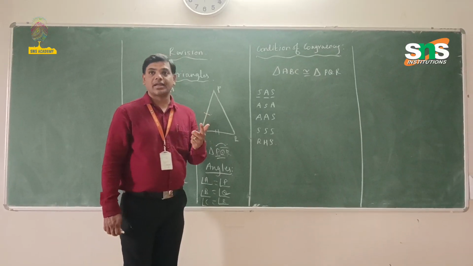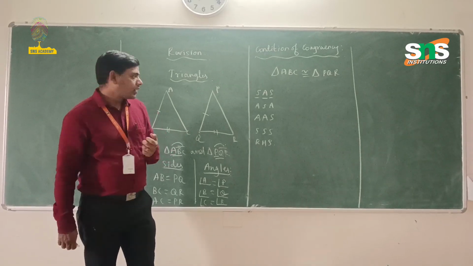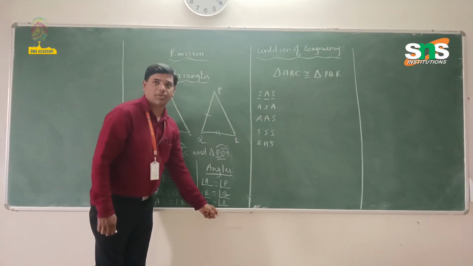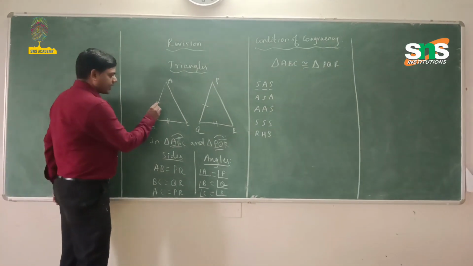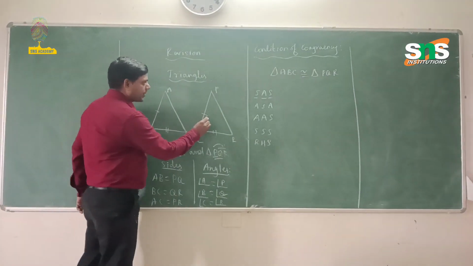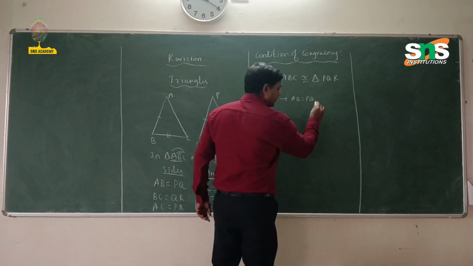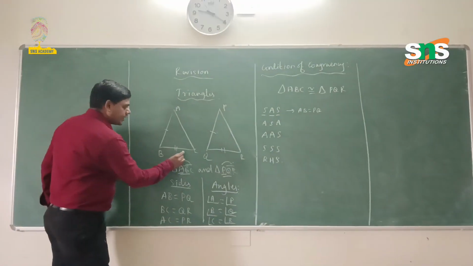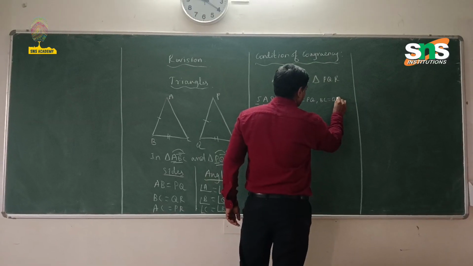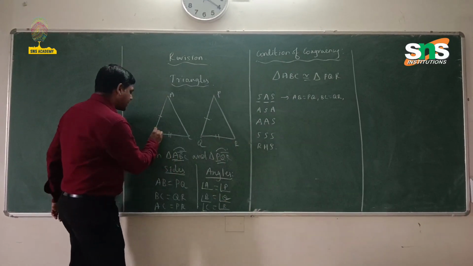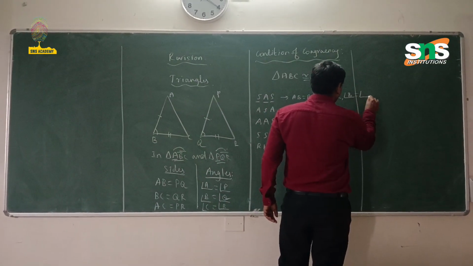So you have to analyze what things we can find in the triangle. Very clear? This is what we'll be proving about congruency. So side angle side means here, if I am taking the side AB, I have to compare it with PQ. So AB is equal to PQ. Understand? And then BC is equal to QR. And then angle B is equal to angle Q.